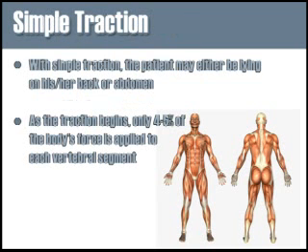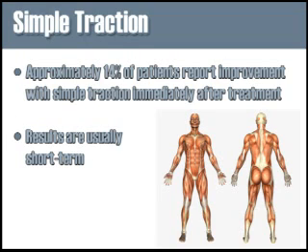Another option that people can try is simple traction. With simple traction, you're either lying on your back or on your belly. But as traction is used, only 4 to 5% of the pull is actually going to be received at the joints of the spine. Meaning that if your lower back is the problem, if a 100-pound pull is used, only 4 to 5% of that pull is actually going to affect the area where you have a problem. That's why simple traction has such a low effectiveness rate. Approximately 14% of patients report improvement with simple traction. Results are usually very short term also.